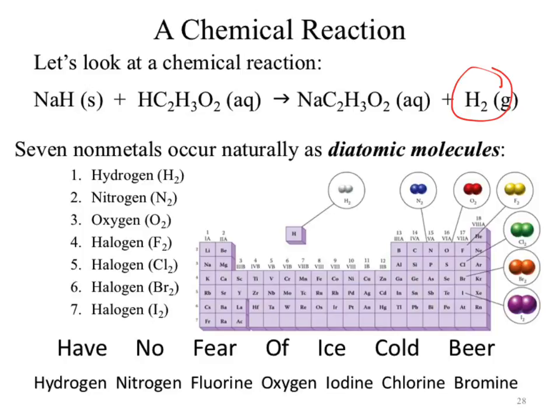There are seven you have to have memorized. There's the mnemonic device we mentioned, have no fear of ice cold beer. That matches up with each of those elements. Works out pretty well. I would highly encourage you to memorize that.